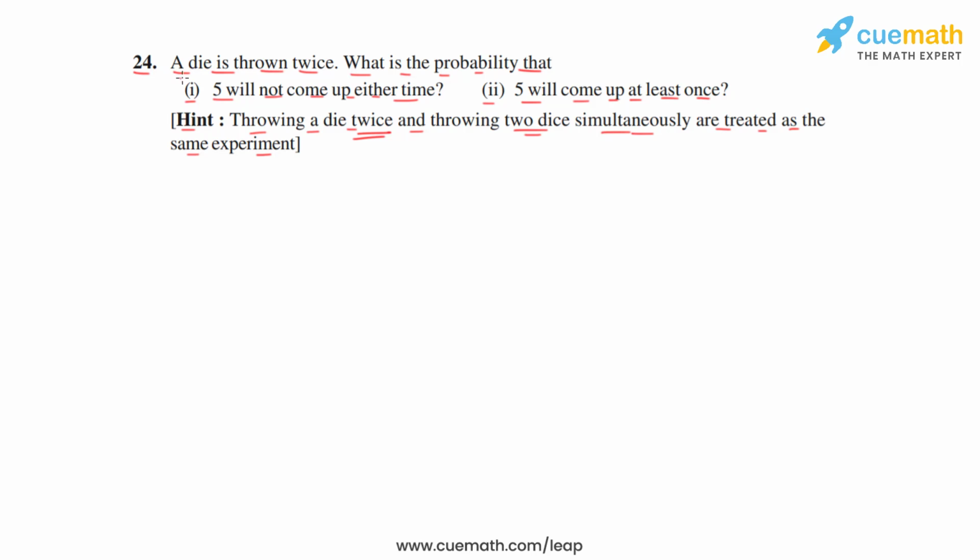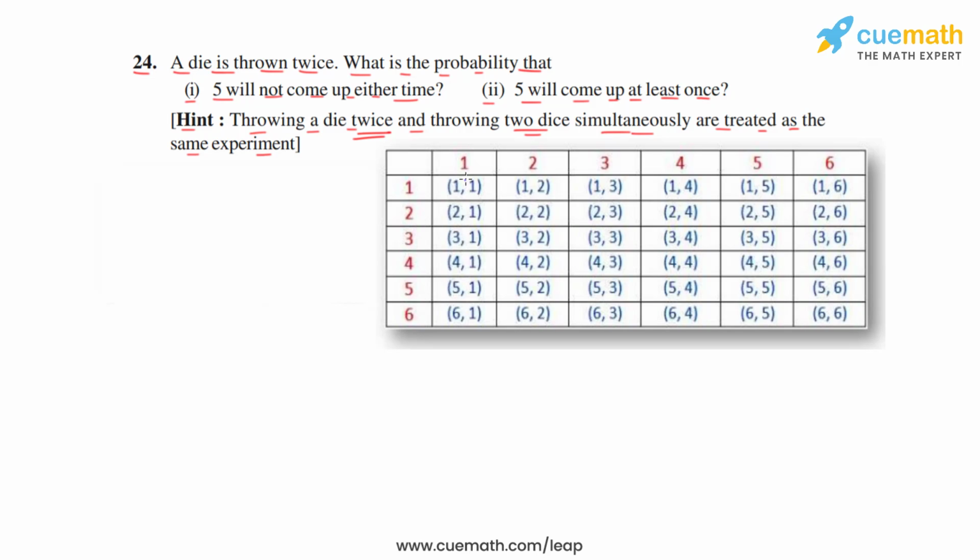So the question is saying a die is thrown twice, then the probability that 5 will not come up either time. For that we have to write the sample space of two dice. So here is the sample space of two dice. Now the first one is probability 5 will not come up either time. The probability is what we have to find.